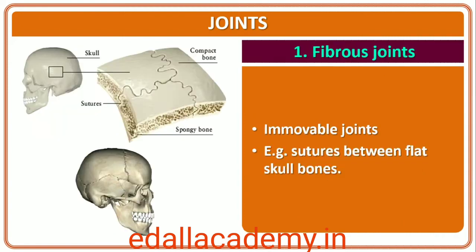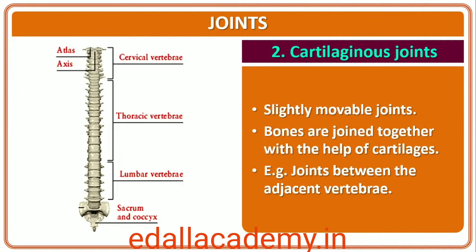Fibrous joints do not allow any movement. This type of joint is shown by the flat skull bones which fuse end to end with the help of dense fibrous connective tissues in the form of sutures, to form the cranium. In cartilaginous joints, the bones involved are joined together with the help of cartilages. The joint between the adjacent vertebrae in the vertebral column is of this pattern and it permits limited movements.